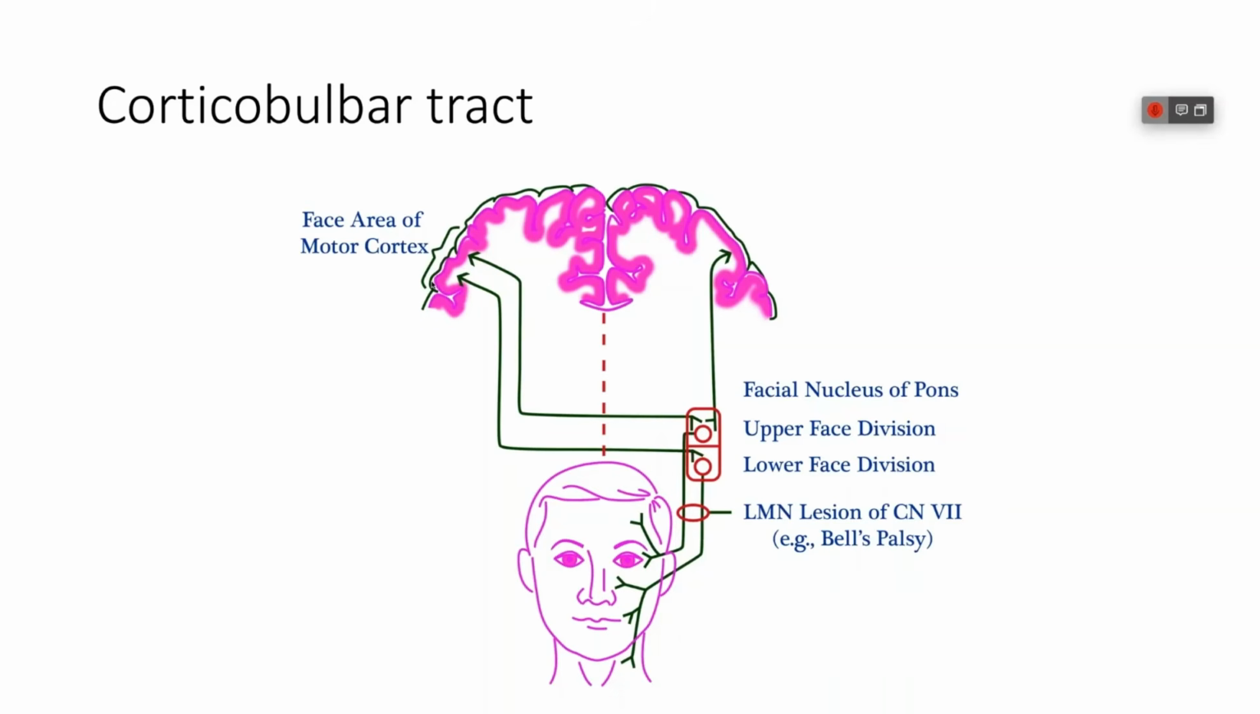There's so many upper and lower and stuff. But the big picture is that there's bilateral innervation to the upper part of the facial nucleus, the superior portion of the facial nucleus.